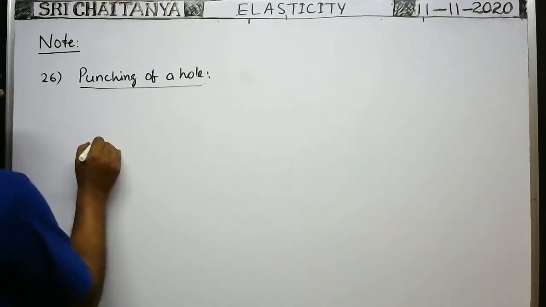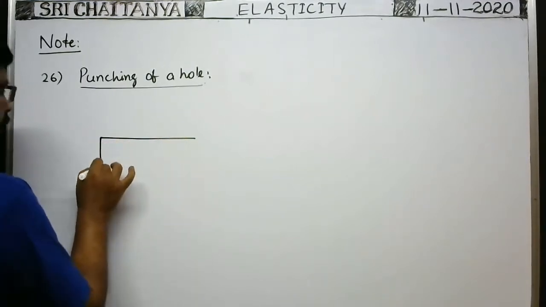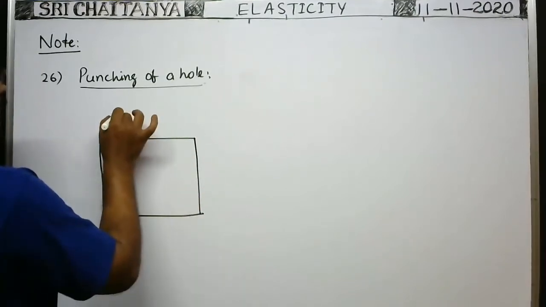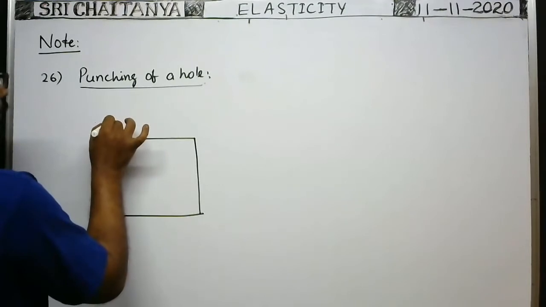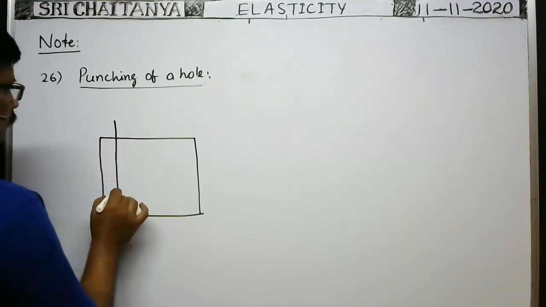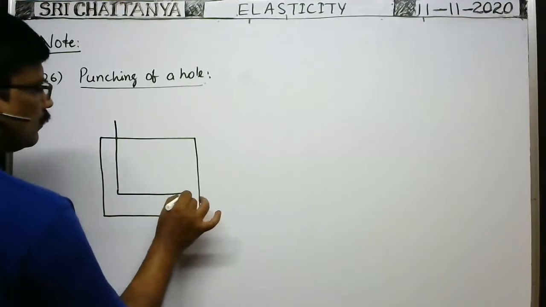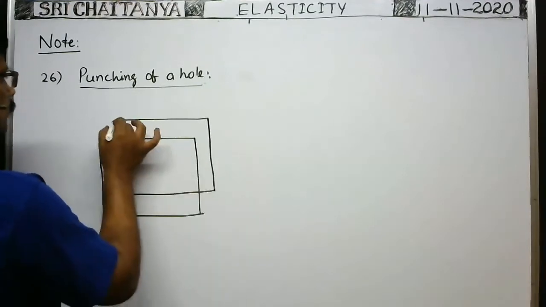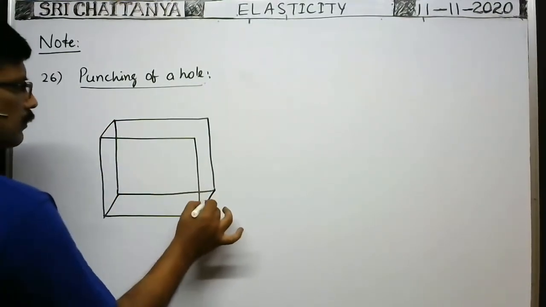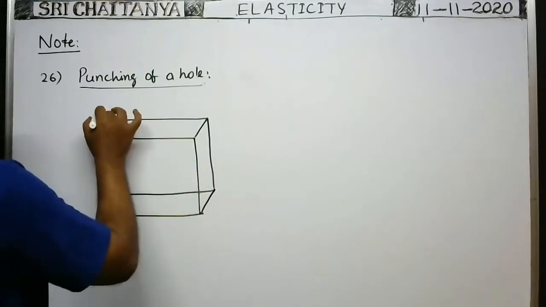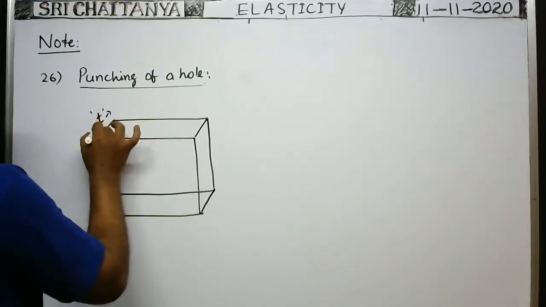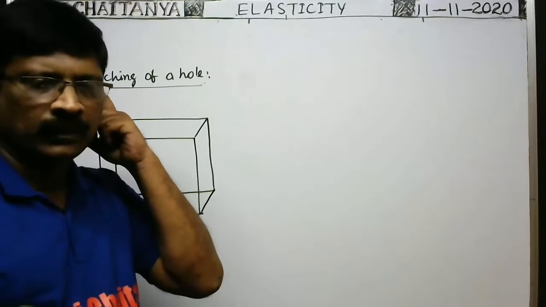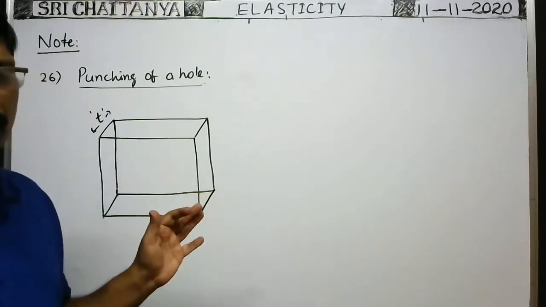Suppose there is a plate having certain thickness. Whatever the shape, there is a plate having some thickness. It is the metal plate having thickness, say t. In this metal plate, we have to punch a hole.